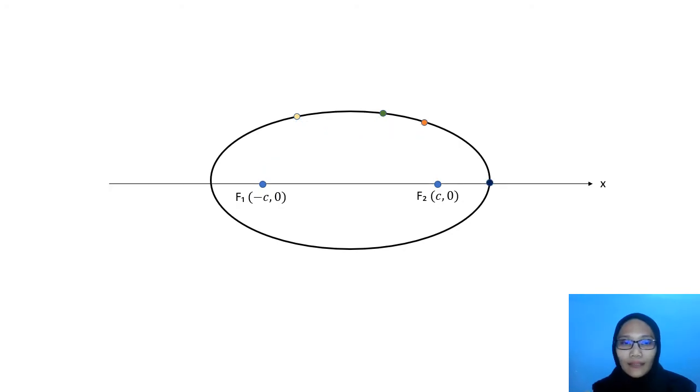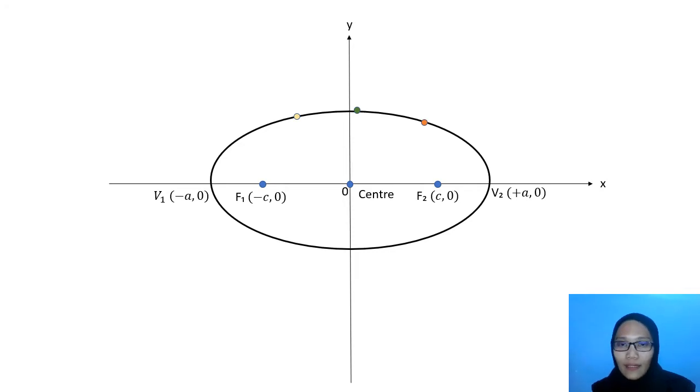The line through the foci we call the ellipse focal axis. The point on the focal axis halfway from the foci we call the center, and the coordinate of the center is (0, 0). The focus point F1 has coordinate (-c, 0), and the focus point F2 has coordinate (c, 0). The points on the focal axis that the ellipse crosses we call the ellipse vertices.